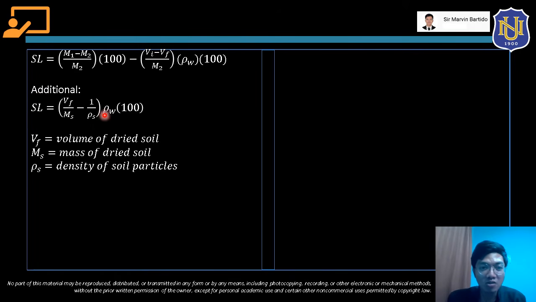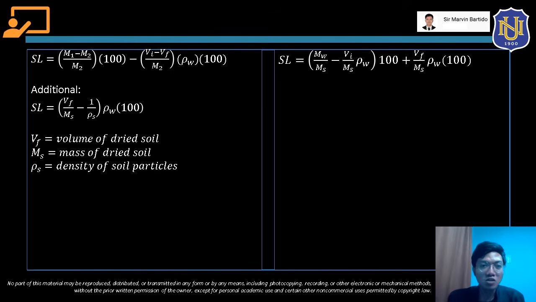So, dito kasi class, paano kung ito lang yung mga given sa problem natin? 'Di ba? So, ito class, hindi na kumpleto yung mga given para dito. Tama. So, kailangan class, kapag ito yung given, ito yung gagamitin natin class, 'di ba? Na formula for shrinkage limit. And so class, we can derive this from this original formula.